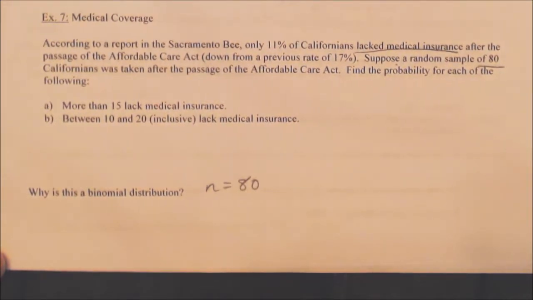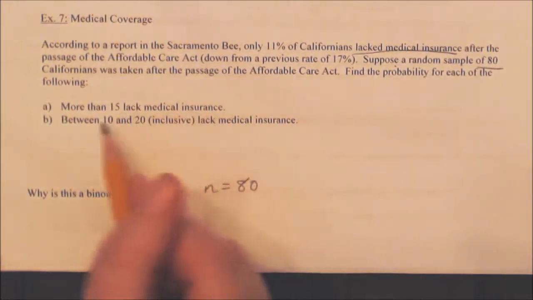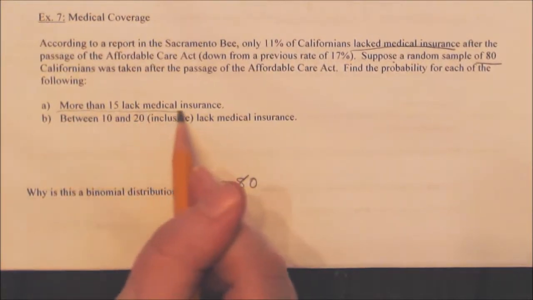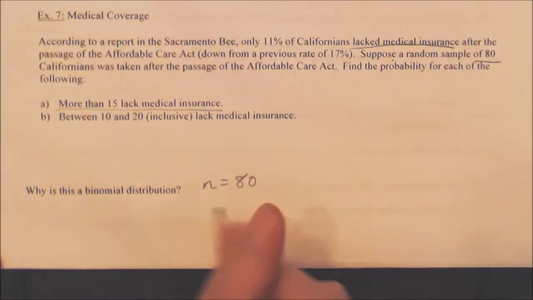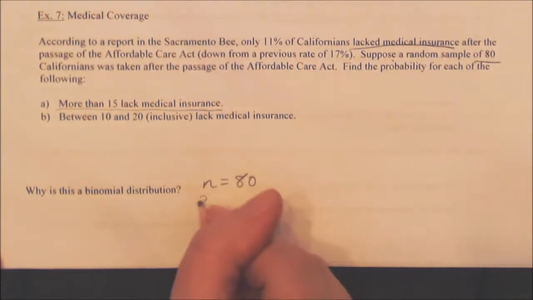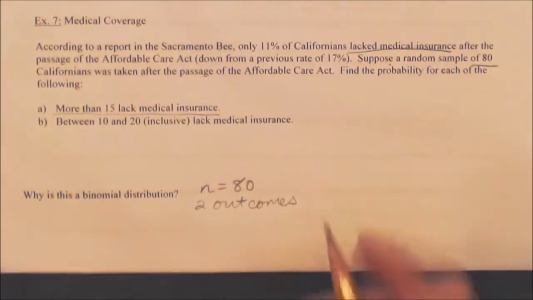The second condition was that each trial had to have 2 outcomes, probability of success versus probability of failure. In this case, we're interested in the probability that more than 15 lack insurance. So the success, so to speak, is that they lack the insurance. So in each trial there are 2 outcomes. They either lack insurance or they do not lack insurance.